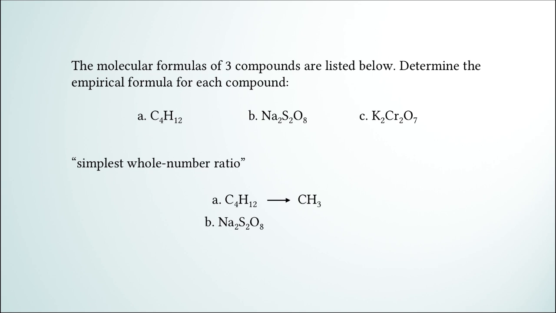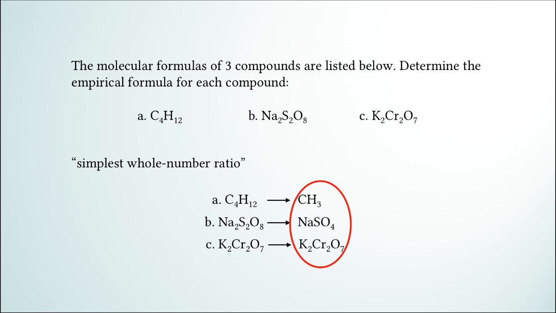For Na2S2O8, we have 2, 2, and 8. They are all divisible by 2, so we divide them by 2 to get an empirical formula of NaSO4. For the last one, we have subscripts of 2, 2, and 7. There is no common factor for these numbers, so this formula is already an empirical formula. Though we don't know the exact formula of a compound when we only have its empirical formula, we do have a better idea of what it is made up of.